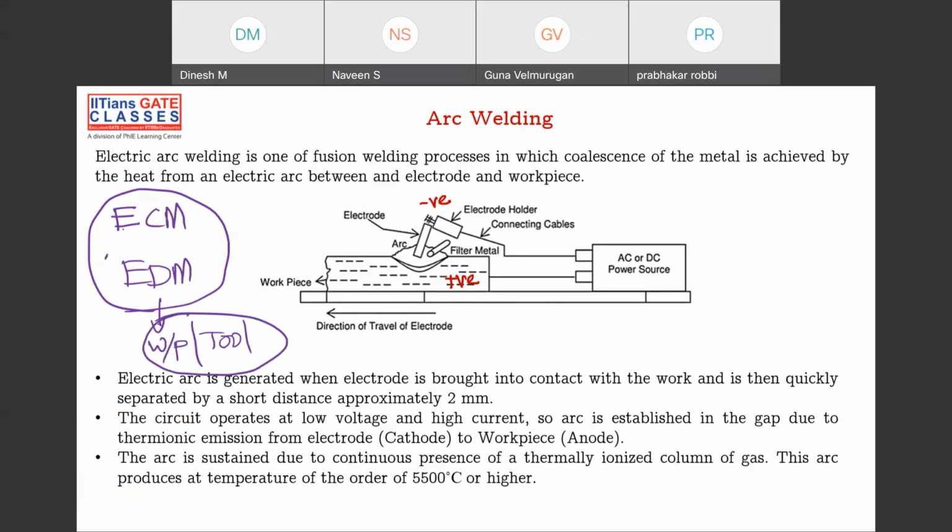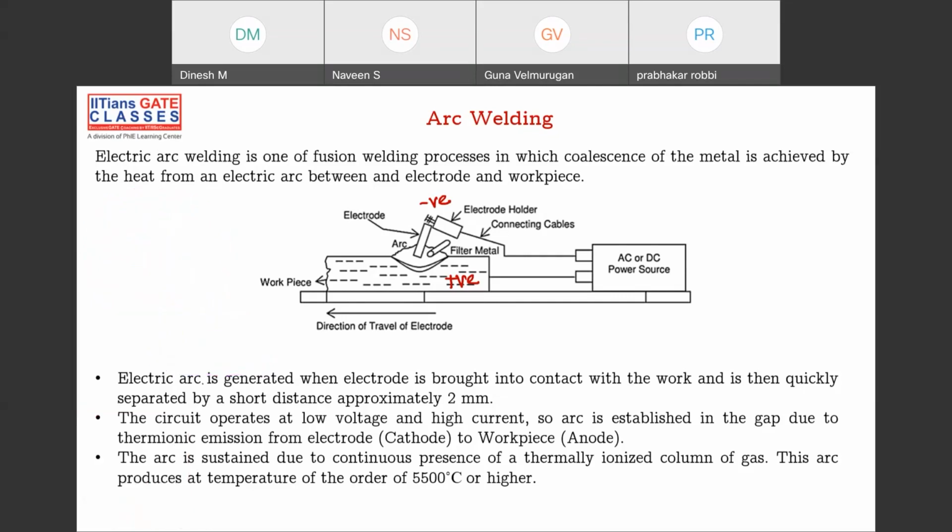In ECM, we provide electricity, a chemical reaction happens because of the electricity, and then machining happens. In EDM, because of electricity, some discharge through the dielectric material happens, and because of that, material is removed. So here also, we are providing electricity between workpiece and tool. And in this case, the tool is nothing but this electrode torch. The tool is this filler material or electrode, which is kept onto this electrode holder.